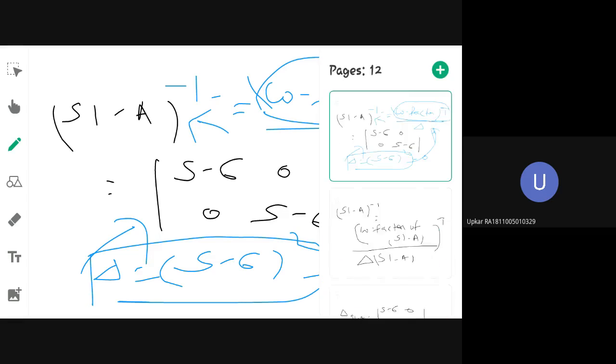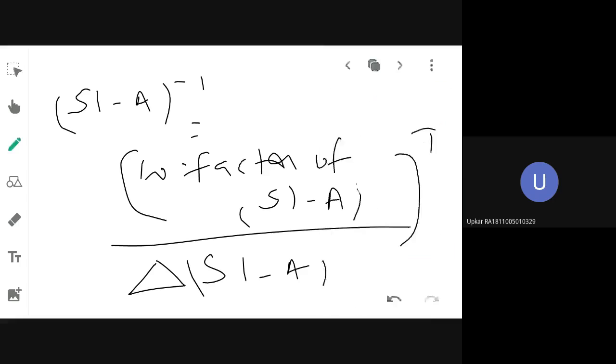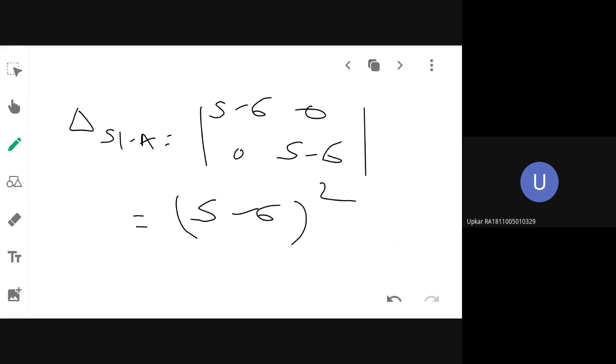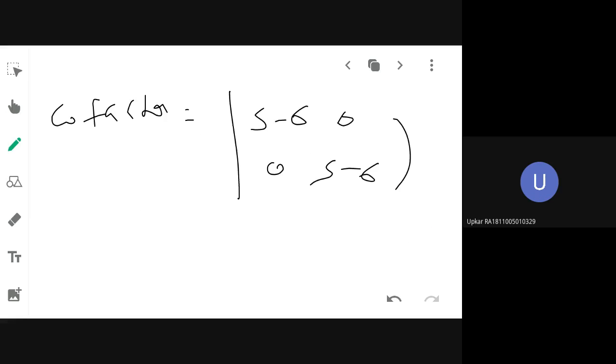It will be same. Okay, this is a formula that I am to use. Just now I have found out the determinant, that is equivalent to (s minus sigma) whole square. Next, I need to find out the cofactor. So how will I find out the cofactor? I have to inverse the locations of these two. Both are same. So cofactor will also be similar to the original matrix because both the terms are same.